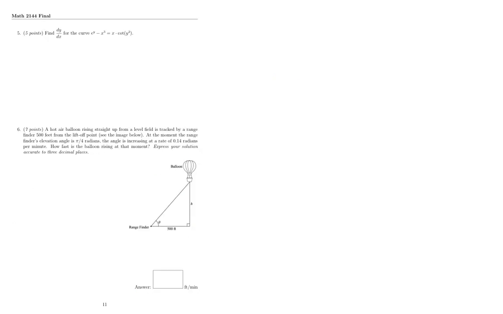So for the next one, it asks to find dy dx for this implicitly defined curve. So I'm going to take the derivative implicitly with respect to x. So let me write it out over here. I have e to the y minus x cubed equals x cotangent of y squared. So the first part, the derivative of e to the y with respect to x will be e to the y, and then the derivative of the y with respect to x will be dy dx.